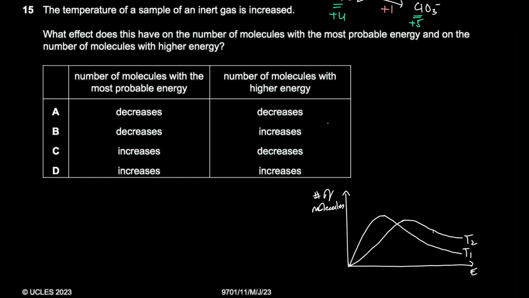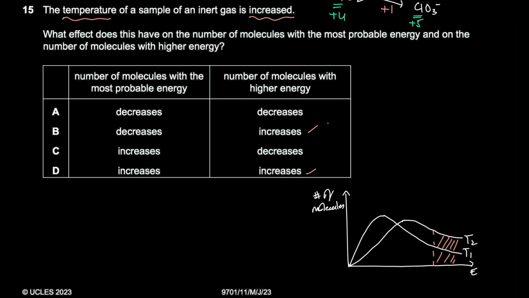Now you have more particles at a higher energy. Again, the area under the curve gives you the number of molecules. So you have more particles at a higher energy, obviously, because if you increase the temperature, the kinetic energy of the particles is greater. So the number of molecules with higher energy increases.